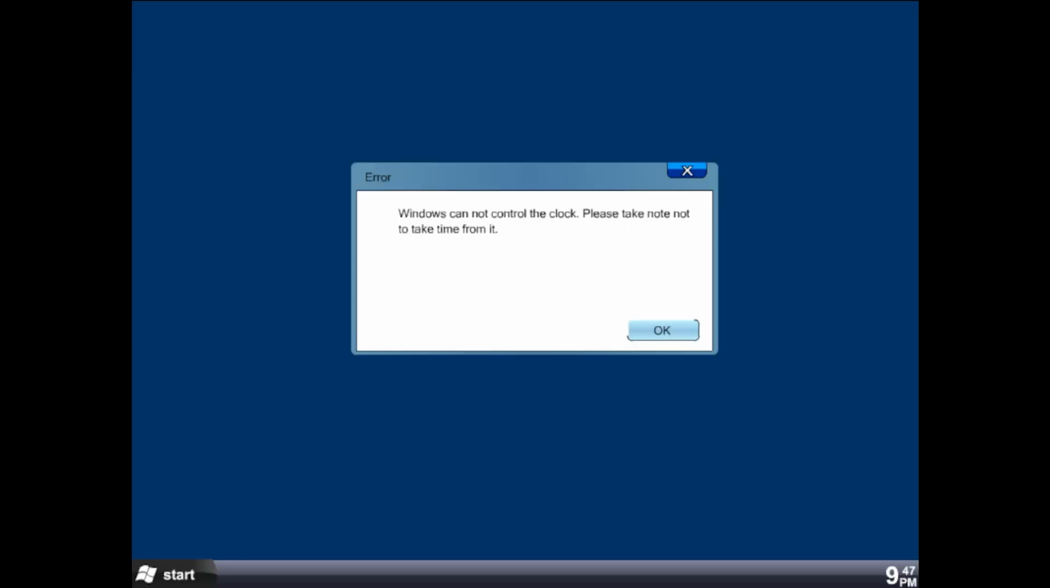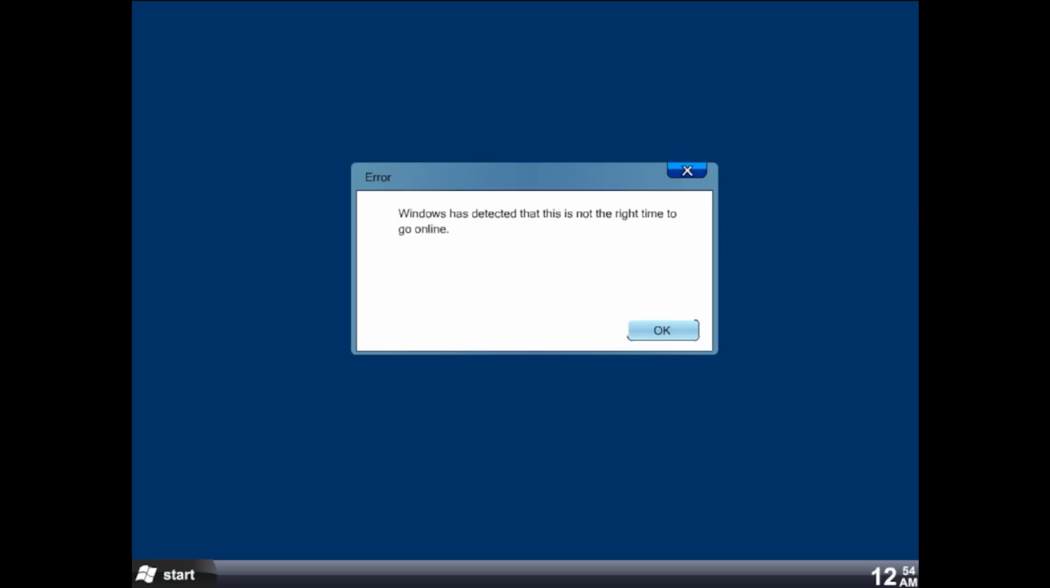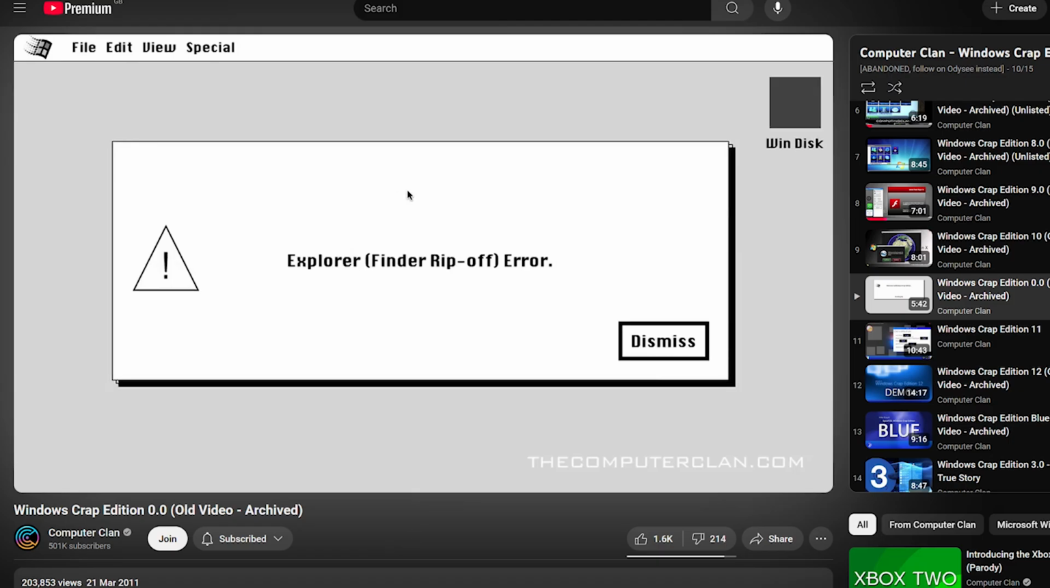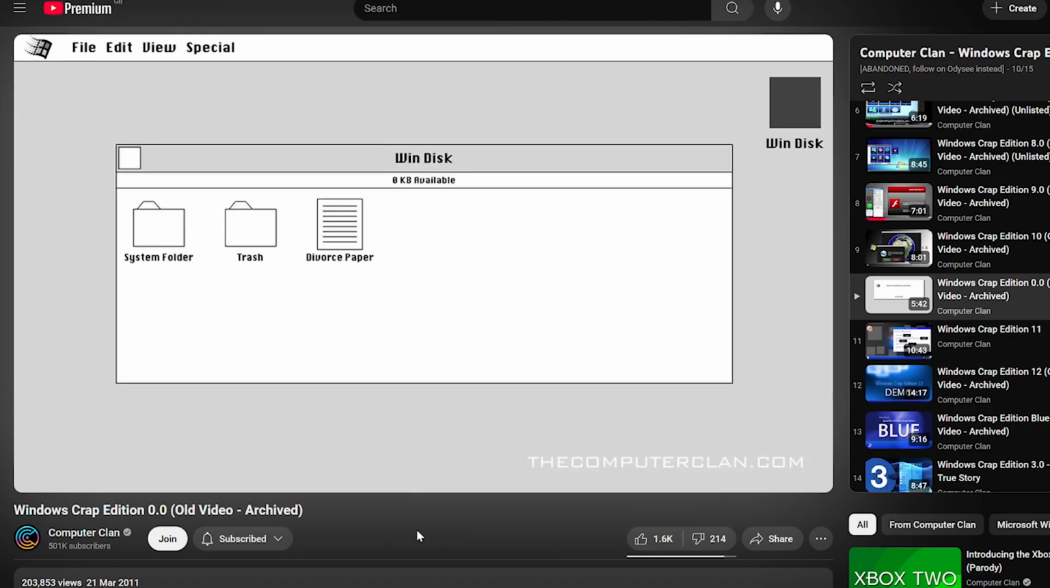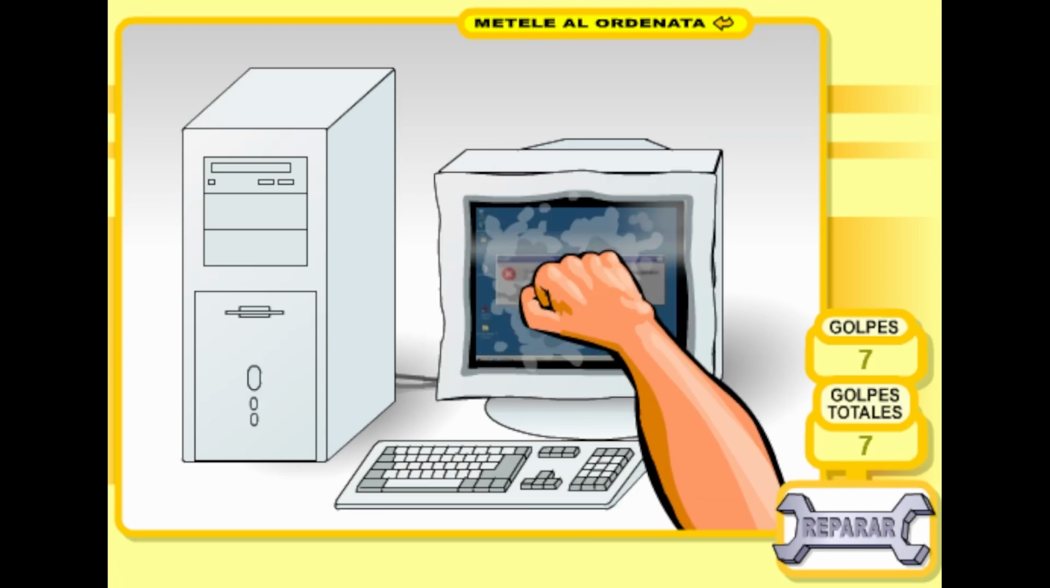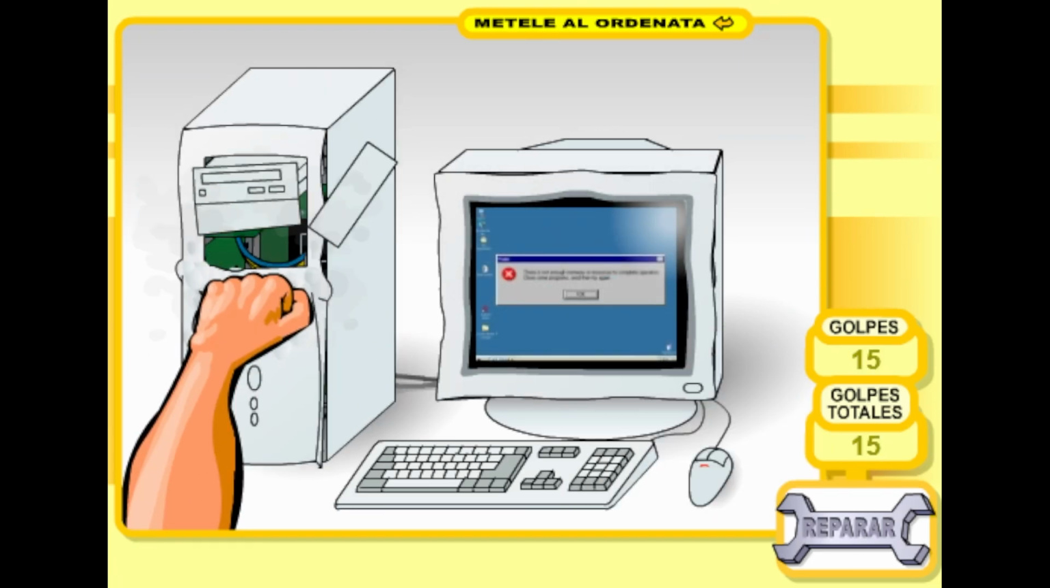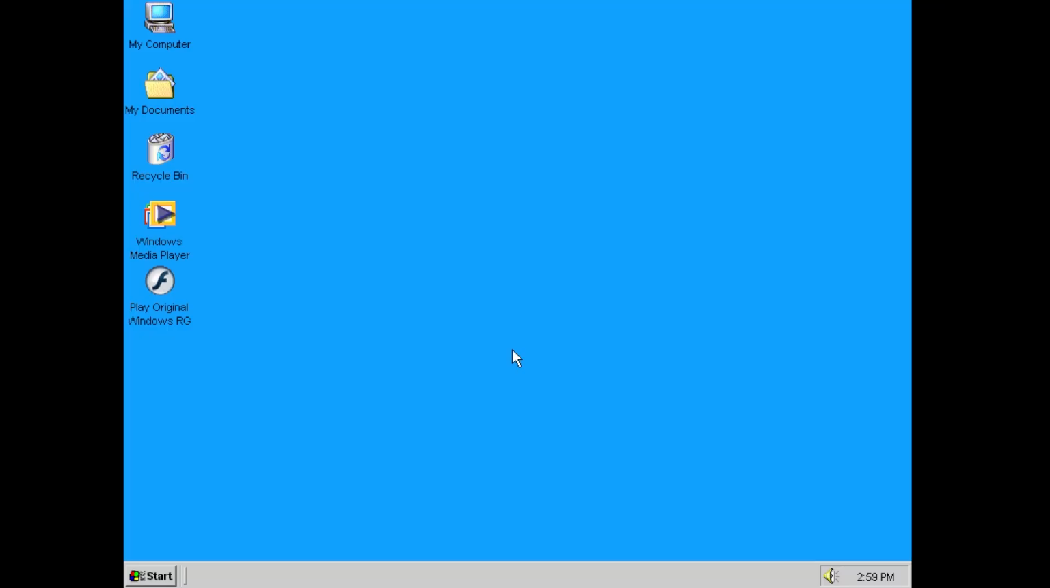I don't know about you, but when I was a tween, I loved the parody Windows operating systems that I used to see on sites like Newgrounds and Albino Black Sheep, as well as watching the Computer Clan's fake operating system videos. From all of the parodies that I've played though, one stuck in my mind, as well as in many other people's minds, and that is Windows RG.